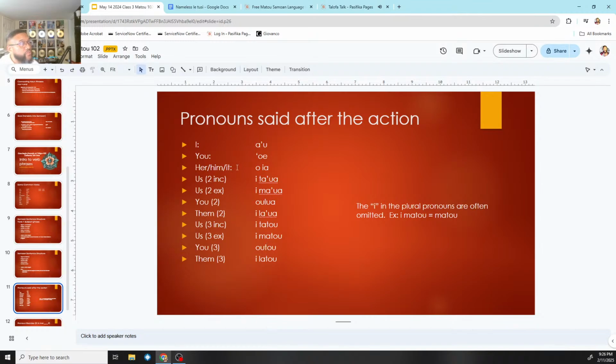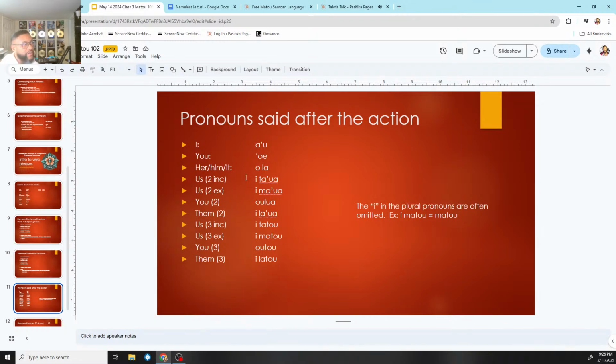A'u. You is Oi. Him, her, or it is Oia. Okay? Now, the both of us. We don't do this in English, but we do this in Samoan. We have dual pronouns, and we have other sets of dual pronouns. Today we're just going to focus on these right here. So the pronoun for the both of us is Ita'ua.